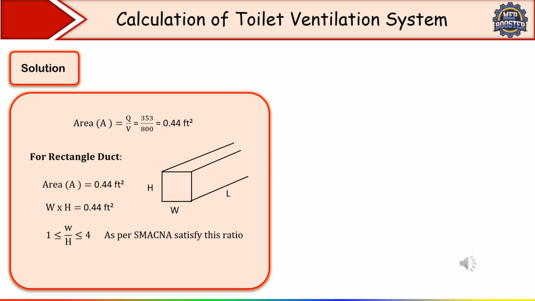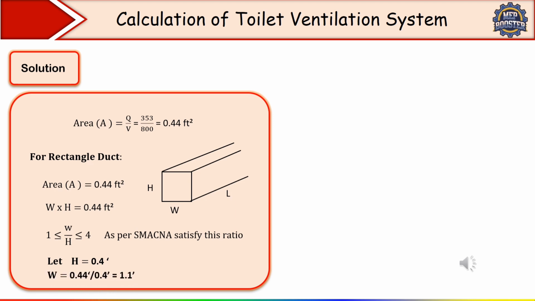Here we have to assume the height. Suppose you have assumed any height, and you take the ratio of width upon height, and if the value comes between this 1:4 ratio, it means the size you have taken is correct. If your value is not coming within this range, it means your duct size is not correct, because we have to follow this ratio. Now suppose I am assuming the duct height is 0.4 feet. Now you have to put this value in that equation.